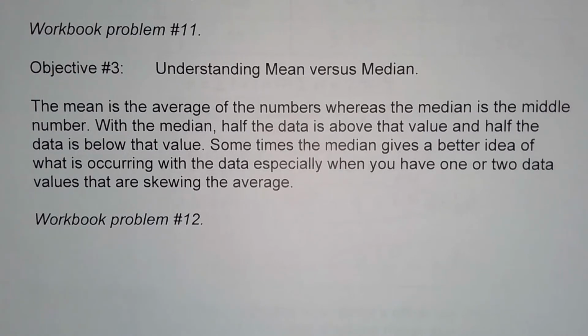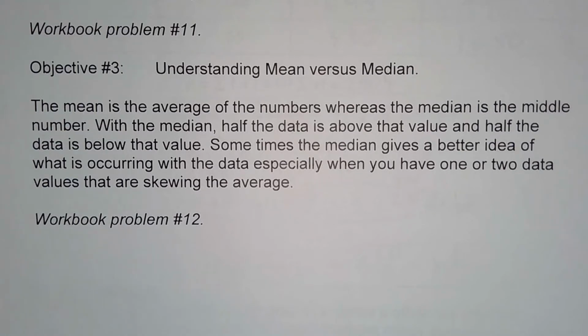Sometimes the median gives us a better idea of what is occurring with the data, especially when you have one or two data values that are skewing the average. A classic example is looking at the income of a neighborhood. If you have someone that's a billionaire in that neighborhood and you average it with everyone else who just has regular income, it's going to look like everyone is a millionaire in that neighborhood. And so that really does not give us a good sense of what's going on.